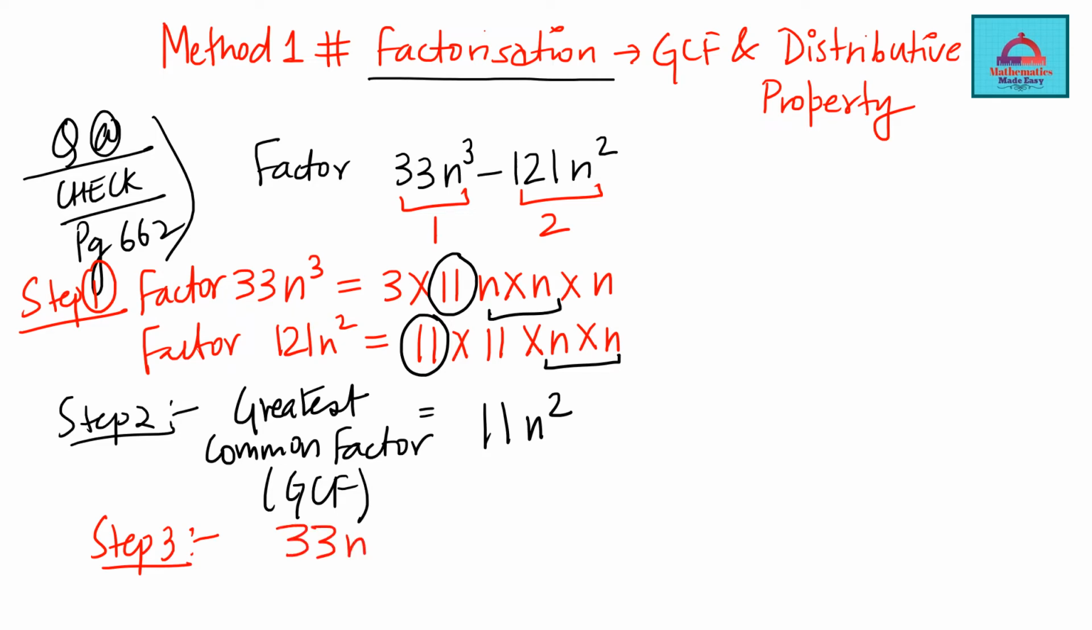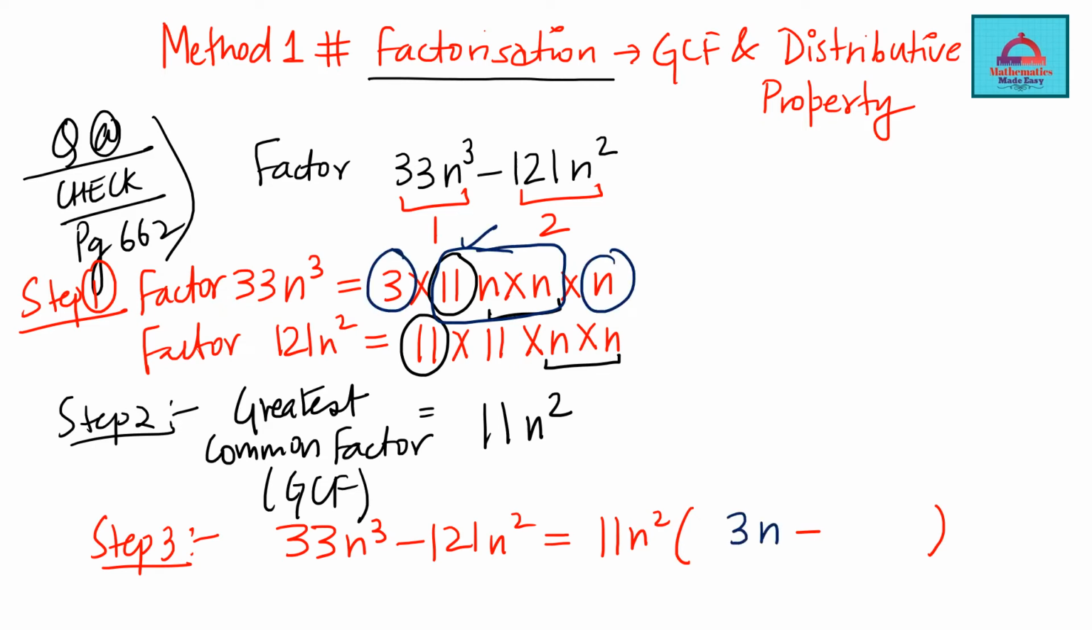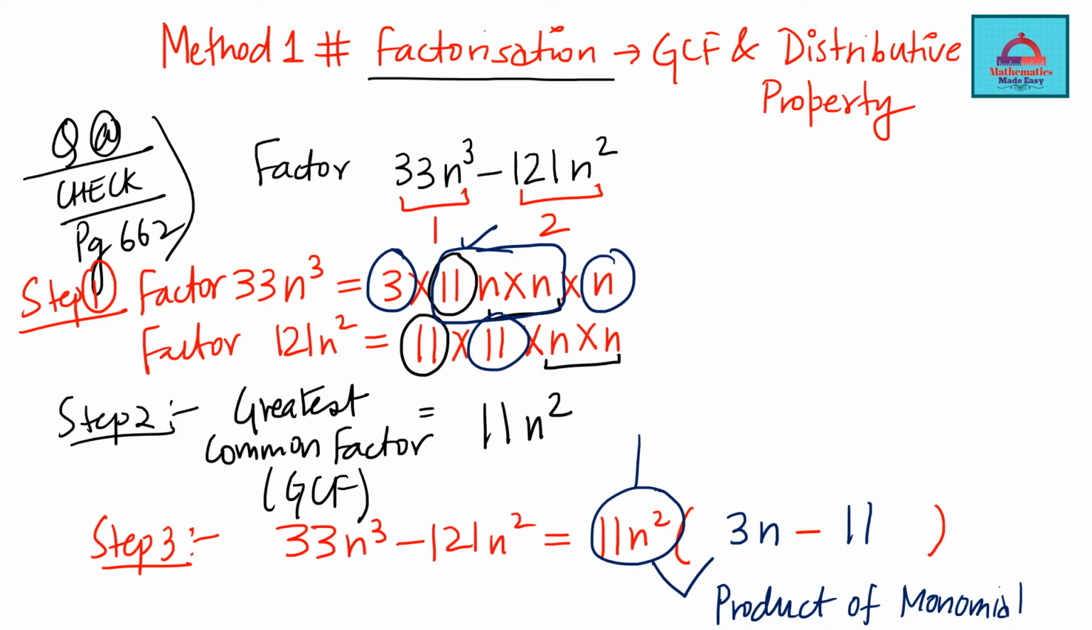Now that you have your GCF, we'll proceed to step 3 and write the given polynomial. I'm writing the question one more time as equal to the GCF multiplied. Now comes your distributive property. What is the sign in between? Negative. So what should I multiply with 11n square? 11n square I've already taken out. So what is left? 3 and n. So 3n, and what is left here? 11n square is taken out, 11. So this is what will remain. So have I written this as a product of monomials? This is a monomial, definitely.